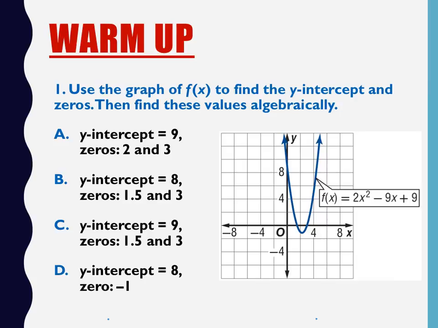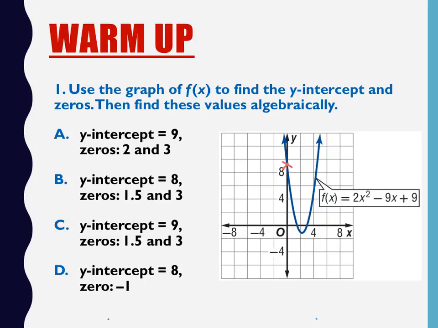Let's first start off with a little warm-up reviewing yesterday's material. It says use the graph of f of x to find the y-intercept and zeros, then find these values algebraically. So it's a multiple choice test, and in this case we can rule out a couple answers right away. If you notice that, number one, the y-intercept looks to be slightly above the value of 8, so between 8 and 10, so I'm assuming the y-intercept is going to be 9.